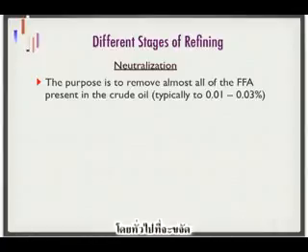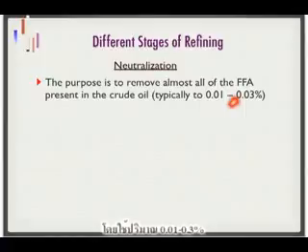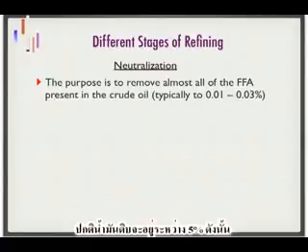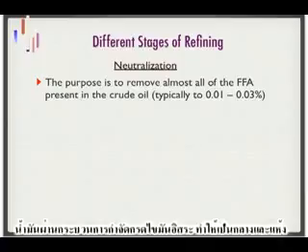is basically to remove almost all of the free fatty acid present in the crude oil down to a very low level, typically between 0.01 to 0.03%. Usually in the crude oil we have between 3 to 5%. So you can see there's a large reduction of free fatty acid during the neutralization step.